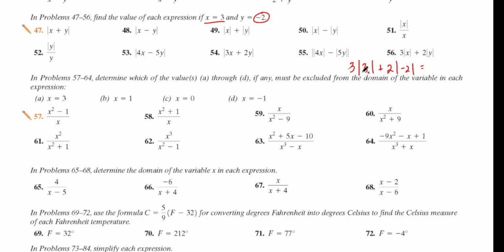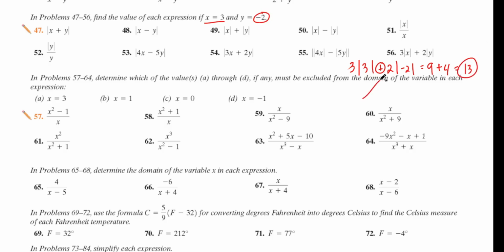All right, so what's the absolute value of 3? 3. And then 3 times this 3 is 9. Plus, because of that plus right there, 2 times the absolute value of negative 2. What's the absolute value of negative 2? It's 2. That 2 times this 2 is 4. You add them up, you get 13, and there you go.